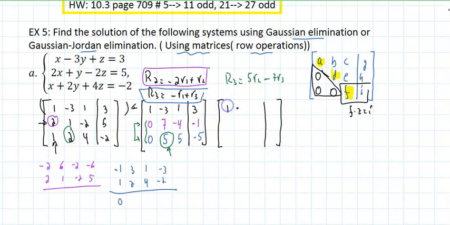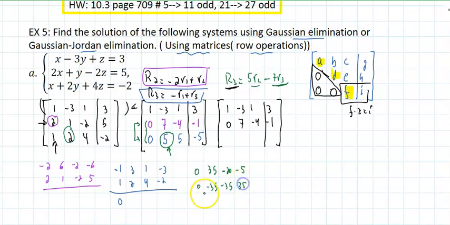So the first row, unused, unchanged. I'm using row 2, but the only thing that's going to change is row 3. And if I multiply, what did we use? Green. If I multiply row 2 by 5, that is 0, 35, negative 20, and negative 5. If I multiply row 3 by a negative 7, 0, negative 35, negative 35, and 35. And if I add those, I'll get a 0, 0, negative 55, and a 30.